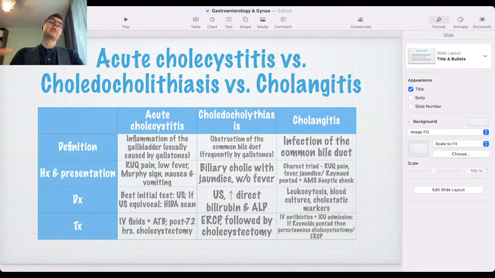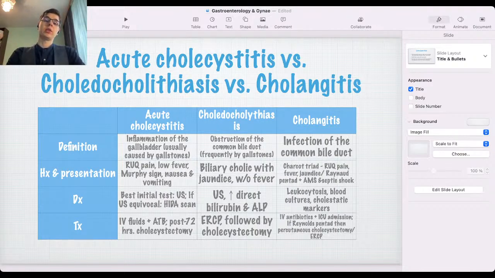On history and presentation, acute cholecystitis has the Murphy sign, meaning that when the patient breathes in and the right upper quadrant is touched, the inspiration will halt. Also, the patient has right upper quadrant pain, she comes with low fever, and we have nausea and vomiting.